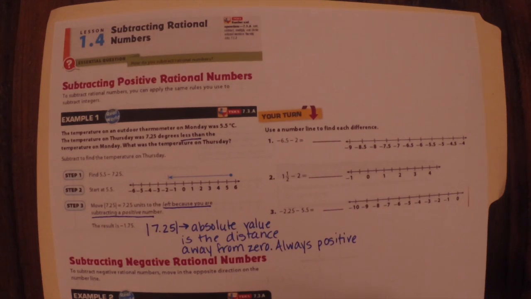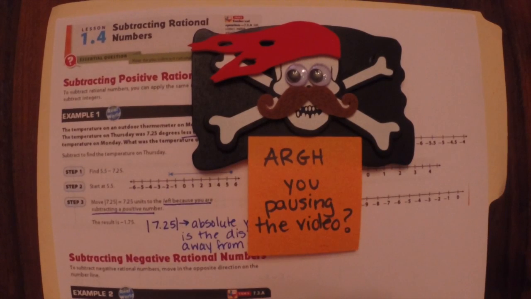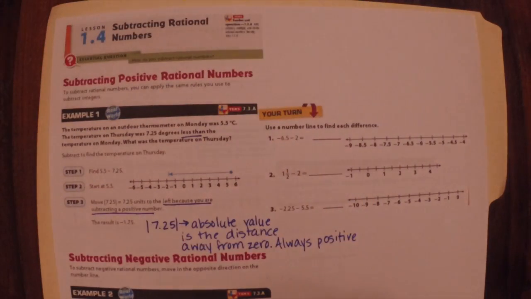Now it's going to be your turn to do these 3 number lines right here, and I want you to remember that since you are subtracting a positive number on 1, 2, and 3, you are going to move to the left. So I need you to pause the video and try 1, 2, and 3. Okay, let's see what you came up with.